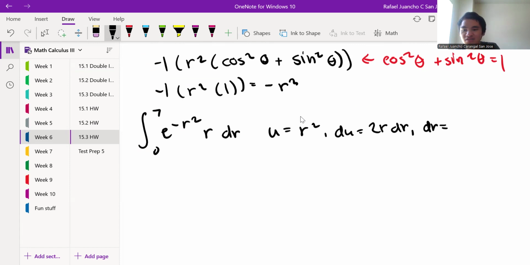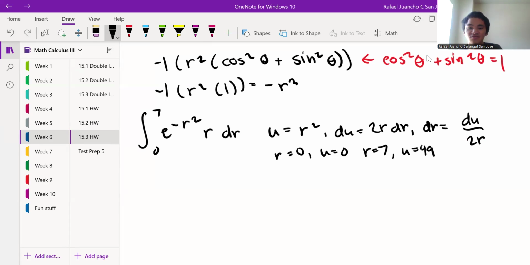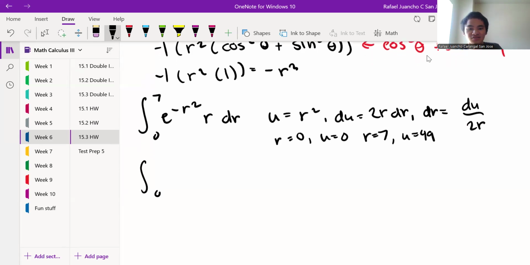Okay, so I have dr is du over 2r. This makes sense. And then when my r is 0, my u is 0. When my r is 7, well, u is 49 because I squared that thing. u is equal to r squared. And so I get something along the lines of this.